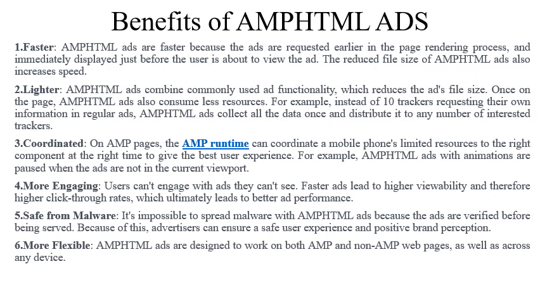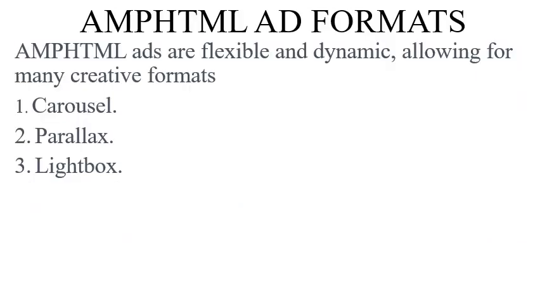It is more flexible. AMP HTML ads are designed to work on both AMP and non-AMP web pages as well as across any device. AMP HTML ad formats are very flexible and dynamic, allowing for many types of creative formats. Basically there are three types of AMP HTML ad formats, including carousel, parallax, and lightbox. We will discuss all these creative formats in detail in other videos.